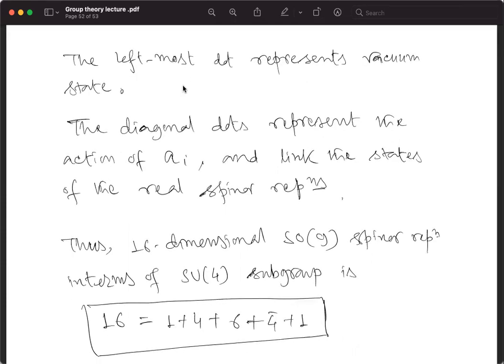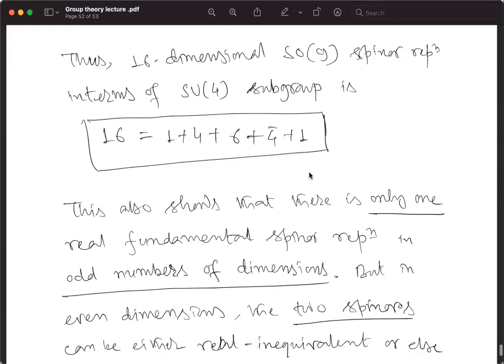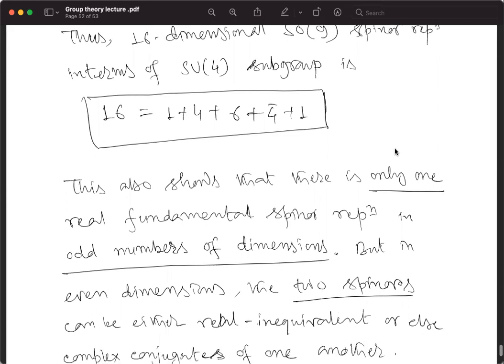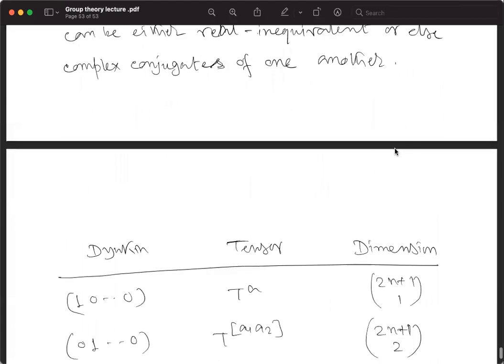Thus, the 16-dimensional SO(9) spinor representation in terms of the SU(4) subgroup is written as 1 plus 4 plus 6 plus 4 bar plus 1. And that is evident from here: 1 plus 4 plus 6 plus 4 bar plus 1. So in this crisscross pattern, they can define this. But this also shows that there is only one real fundamental spinor representation in odd dimensions. But in even dimensions, the two spinors can be either real inequivalent or else complex conjugate to one another.